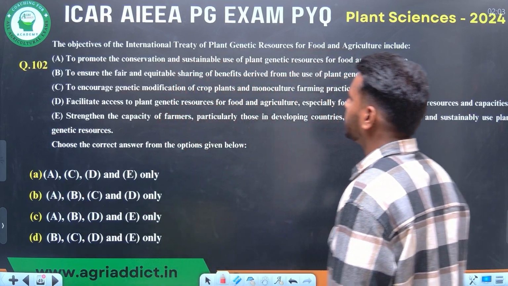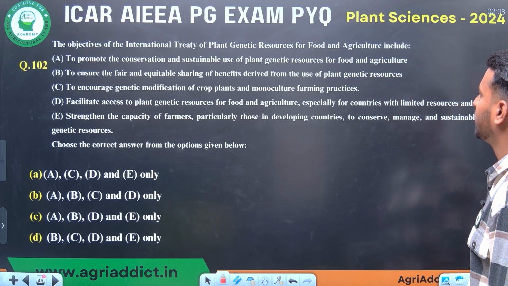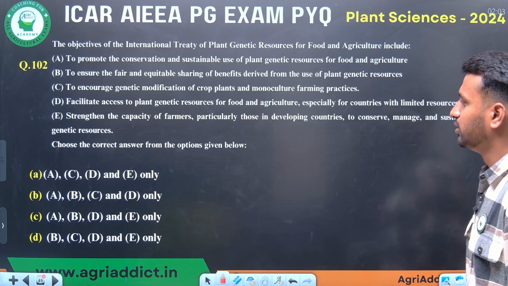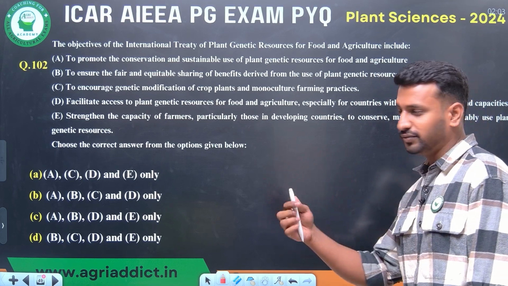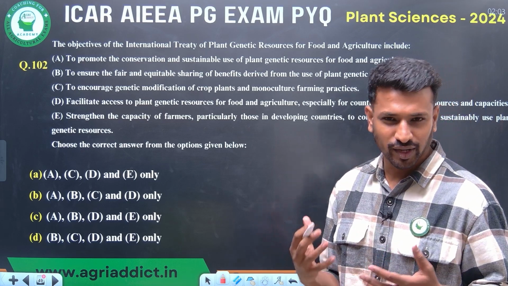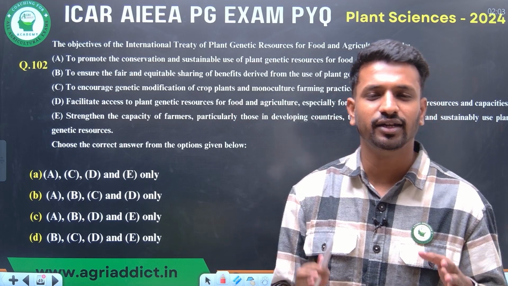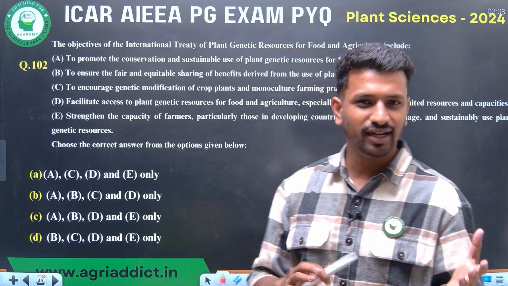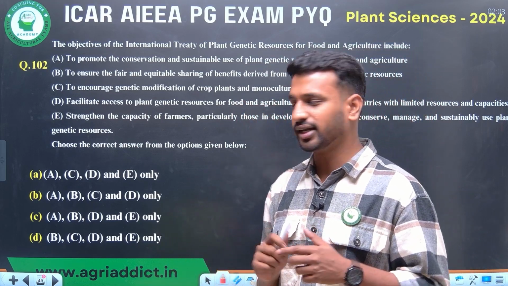Next one: the objectives of the International Treaty on Plant Genetic Resources for Food and Agriculture include. So it's again the objectives of this institute. From this, what you can understand is, please make sure to know the objectives of the international institutes and the different national institutes which are directly or indirectly related to agriculture.